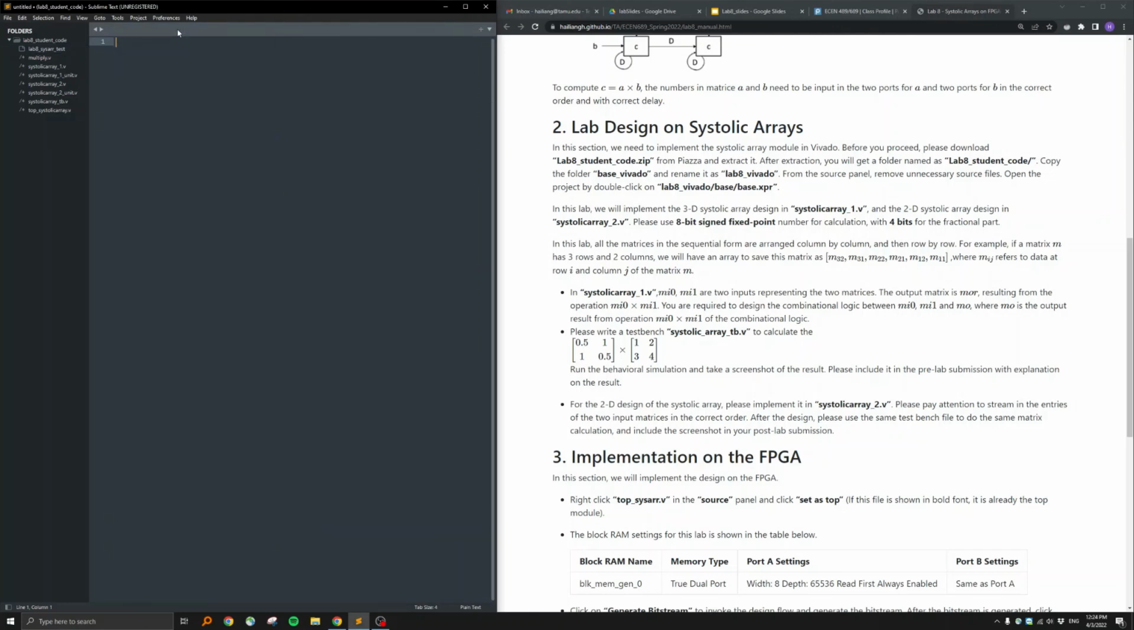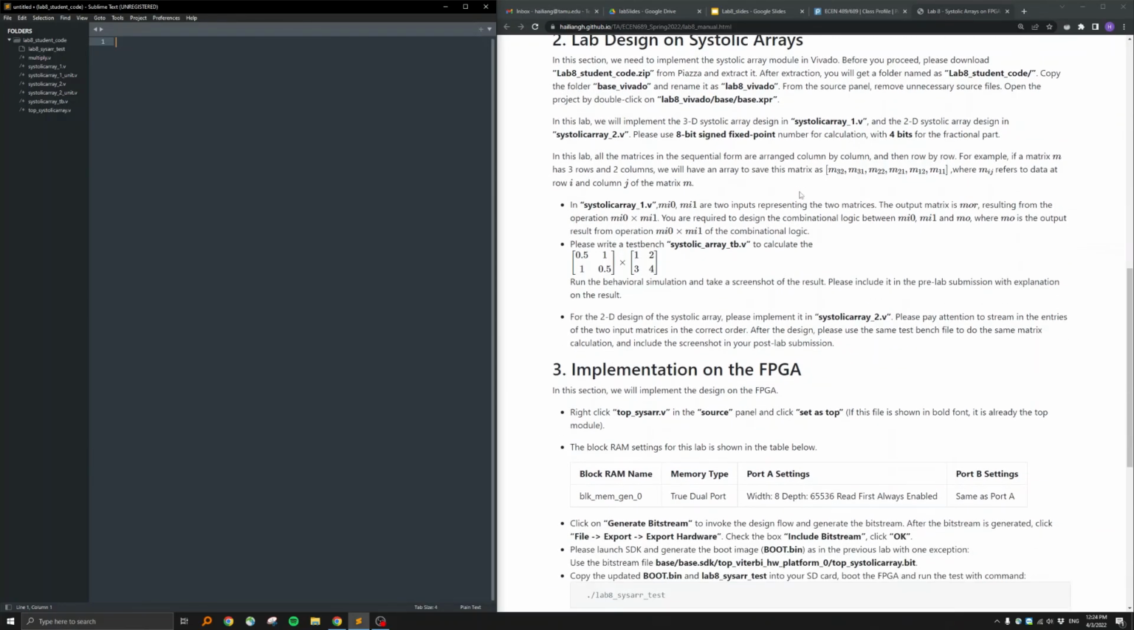In the testing program, you just do some other matrix multiplication. Maybe you will do 3 matrix multiplications, and it will show the result in the terminal, and you just verify it. If it's correct, take a screenshot and include it in your report. That would be it.